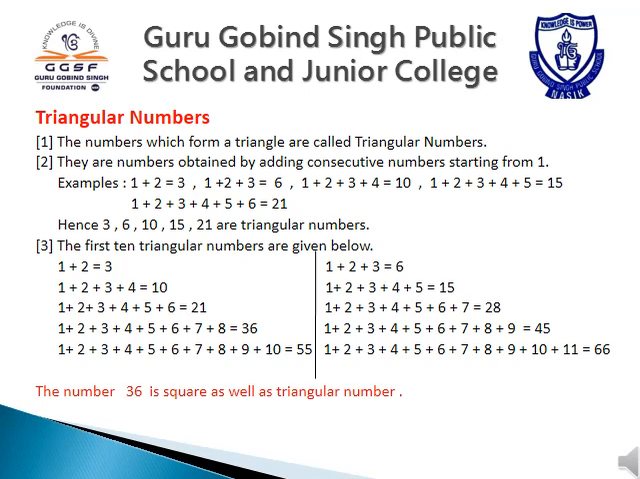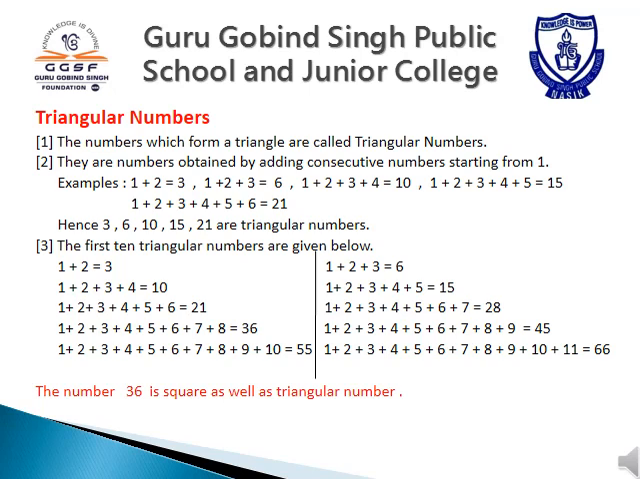For example, 1 plus 2 is equal to 3. 1 plus 2 plus 3 is equal to 6. 1 plus 2 plus 3 plus 4 is equal to 10. 1 plus 2 plus 3 plus 4 plus 5 is equal to 15. 1 plus 2 plus 3 plus 4 plus 5 plus 6 is equal to 21. So 3, 6, 10, 15, 21 are triangular numbers. Here you can see that I have added the consecutive numbers starting from 1.